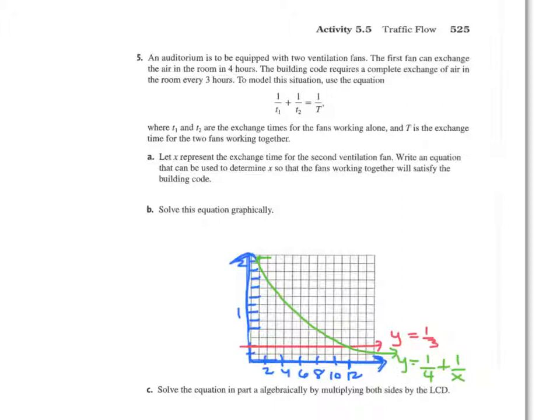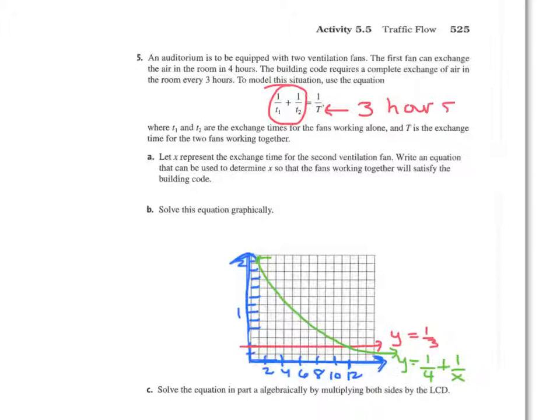Okay, to model the situation, we're going to use the same equation. The reason why it looks a little different than the last one is because we only have 2 ventilation fans working, so we just have T sub 1, T sub 2. What we're trying to figure out here is that the building code requires that it has to be exchanged every 3 hours. So they're saying that the total time has to be 3 hours.